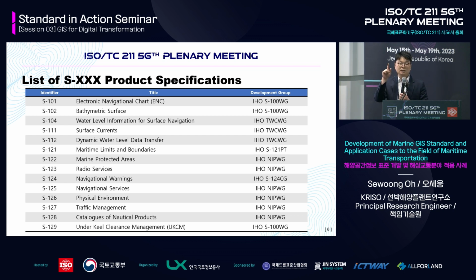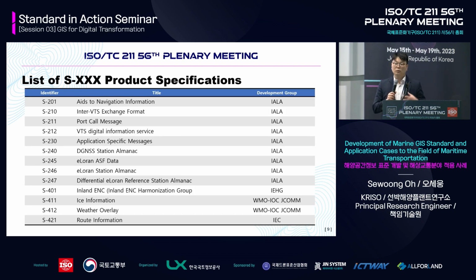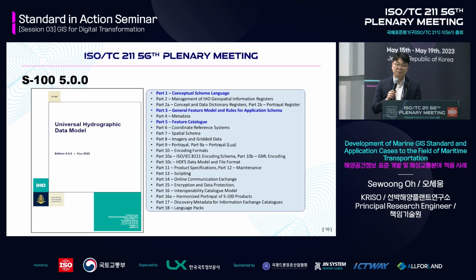So each product specification is listed S-3 numbers, and each code for the GIS data product would be given to items. It could be bathymetric surface, it could be surface currents. So dealing with different types of items, different areas within the maritime operations, lighthouse also, aids to navigation information. So in different categories are a full list of items that are dealt with in the S-3 number product specification.